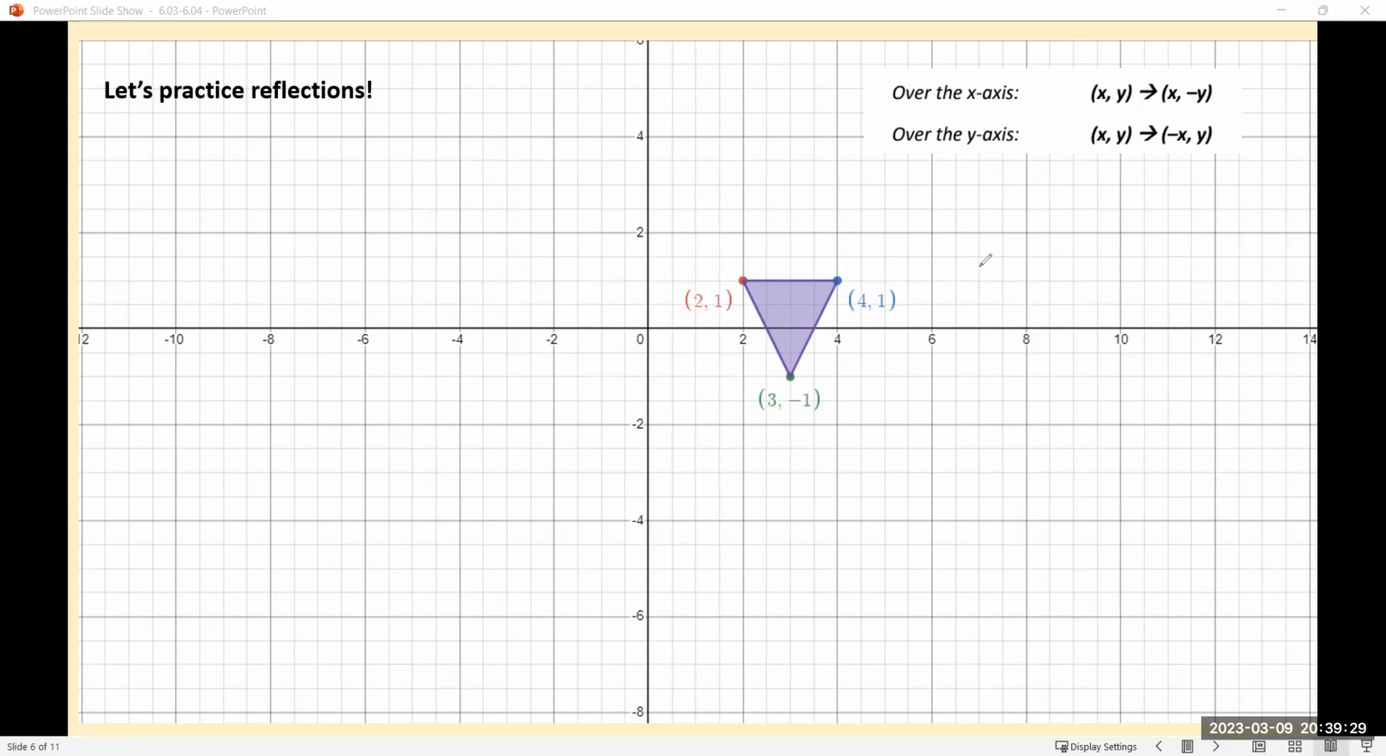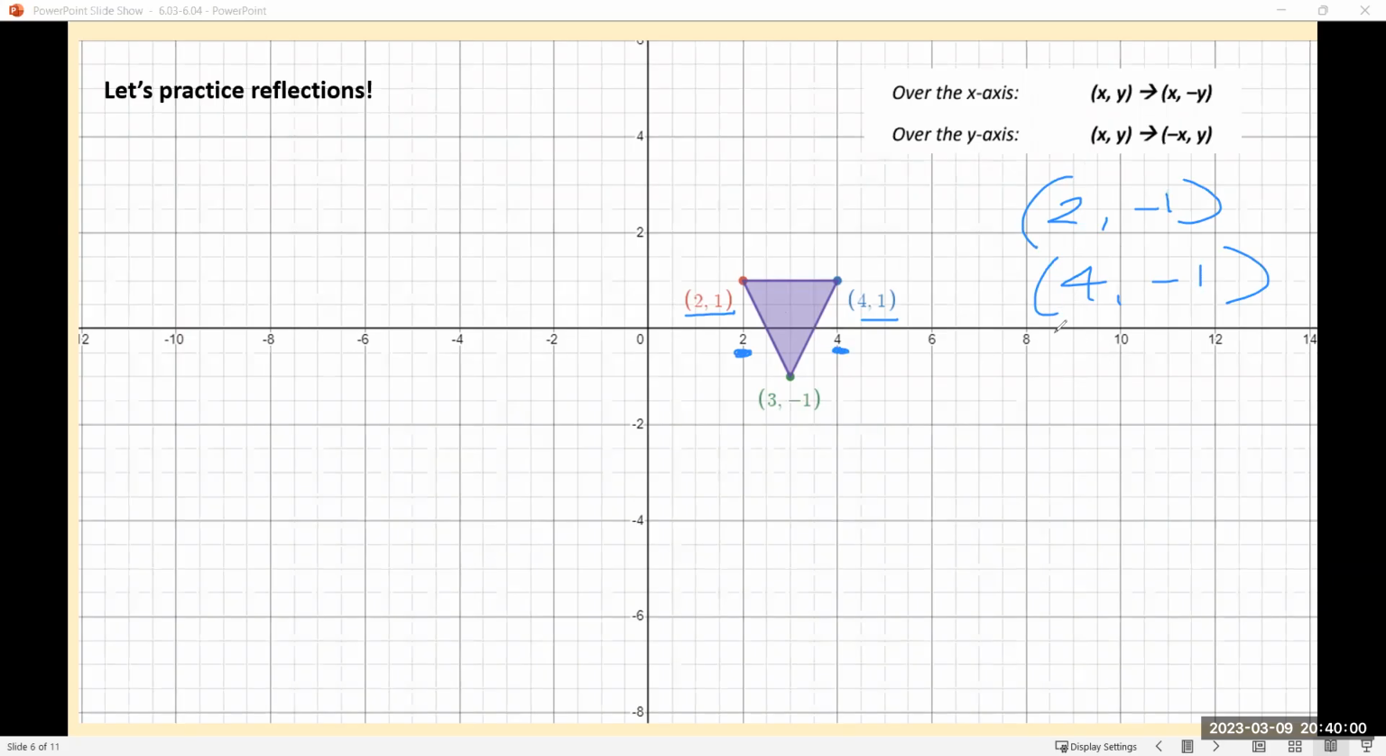So we're going to take our values and we're going to make the y negative, okay? So let's first start with our (2, 1). Well, to make that one negative, we're going to have (2, -1). Perfect. So we're going to go find 2 and we're going to plot at -1. So (2, -1). Then our next one, we have (4, 1). We're making our y value negative, so we're going to have (4, -1). Okay, so (4, -1).